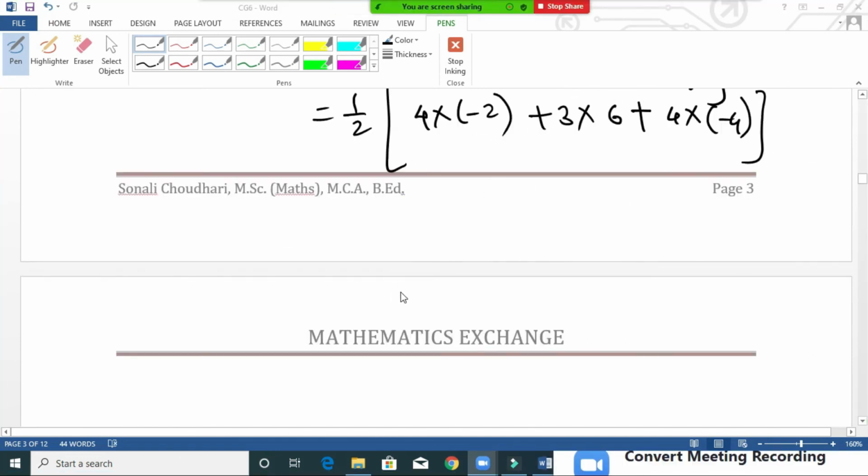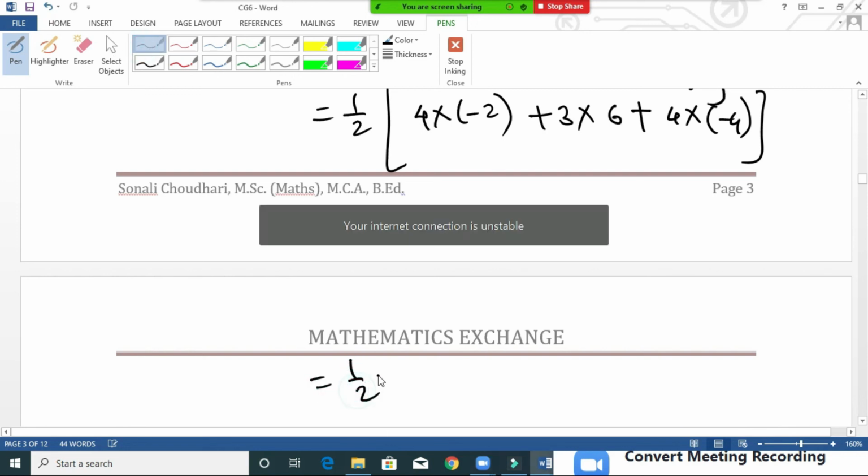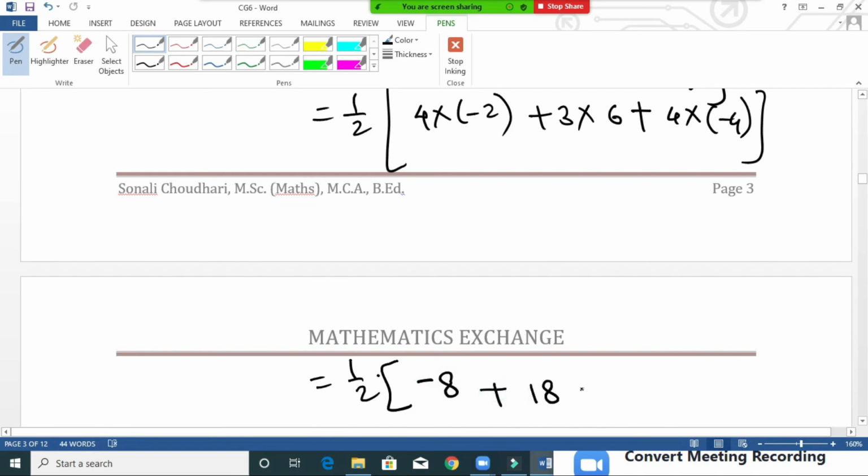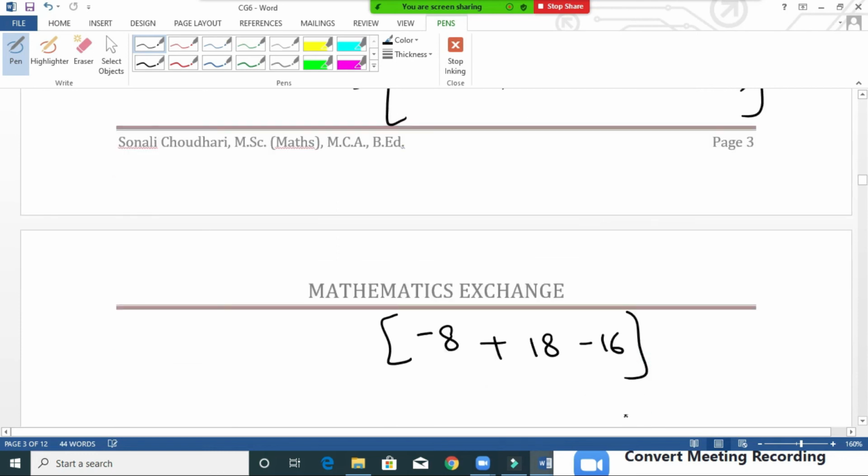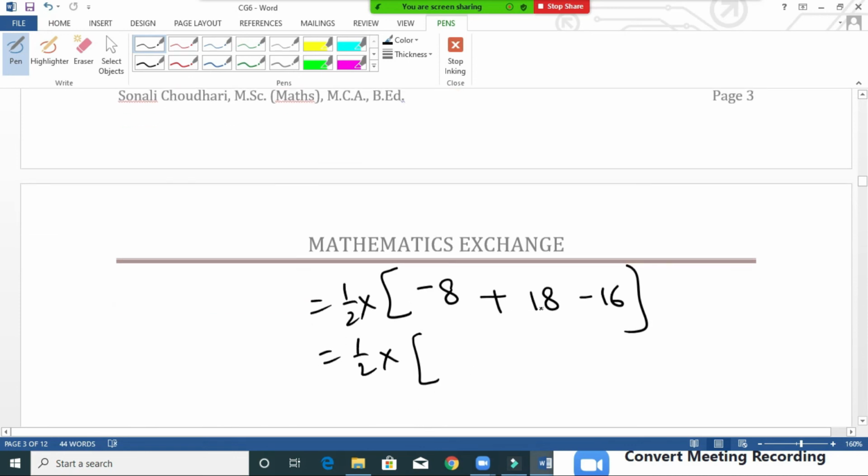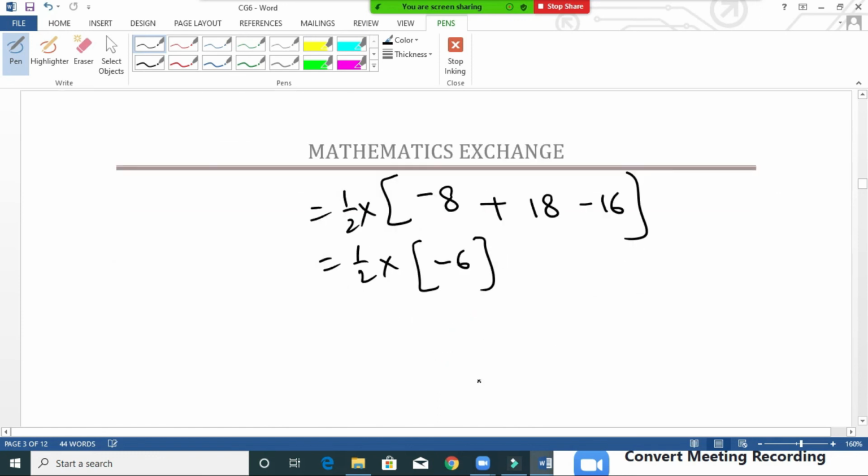So that is equal to half into bracket 4 into minus 2 is minus 8, plus 3 sixes are 18, and 4 into minus 4 is minus 16. So that is equal to half into, so minus 8 plus 18 is 10, and 10 minus 16 is minus 6 here. So we write down here minus 6. Now half into minus 6, we get negative 3 here.